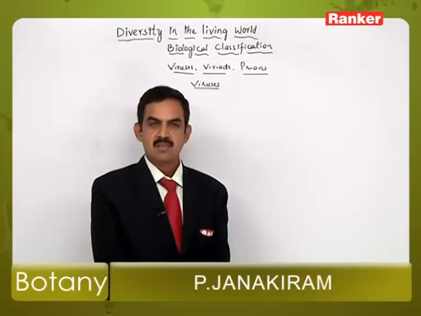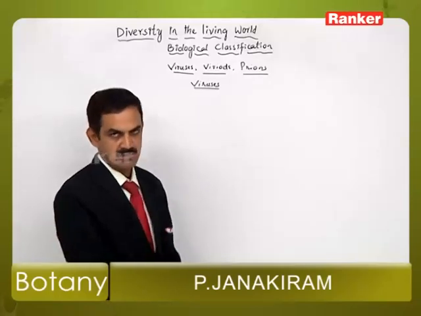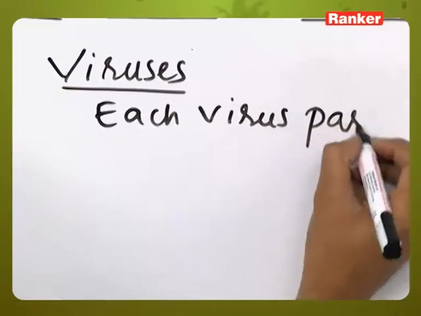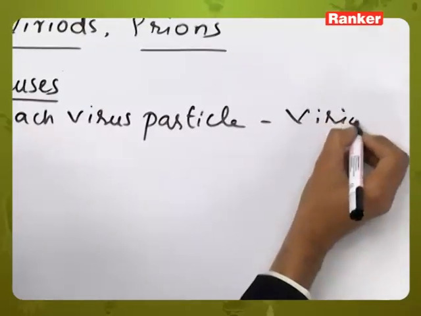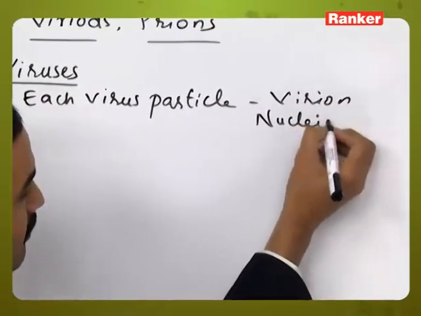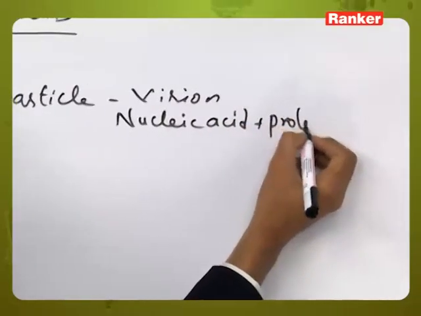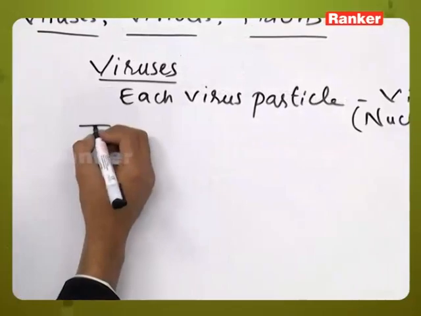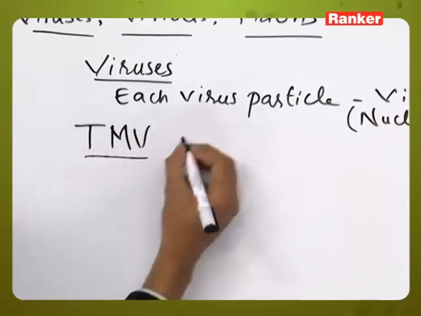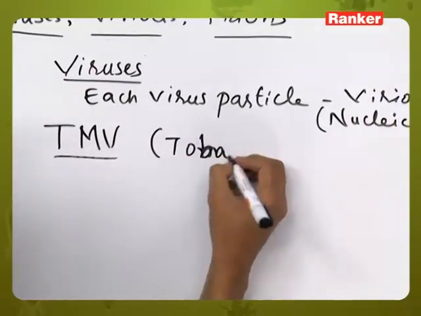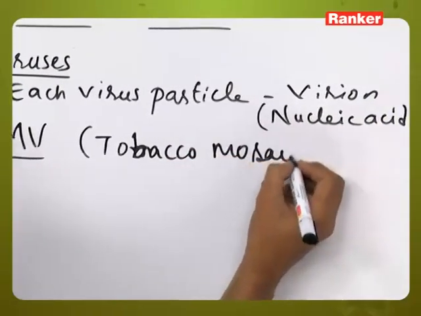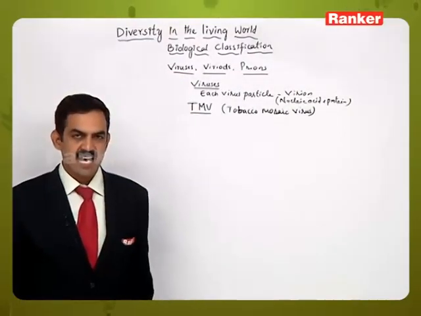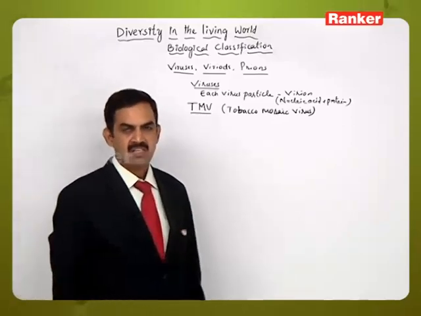Let us discuss the brief characteristic features of some of the viral particles. Each virus particle is called a virion, which contains both nucleic acid and protein part. Let us discuss a typical plant virus, TMV, tobacco mosaic virus. TMV was the first crystallized virus, done by the scientist Stanley.